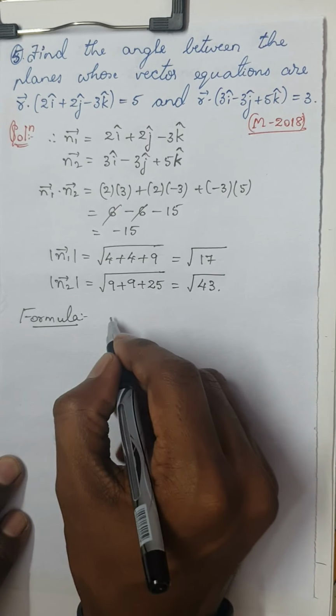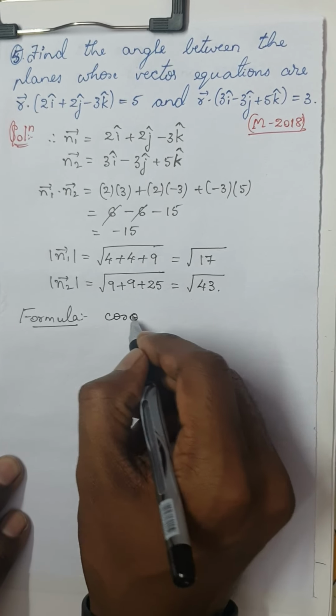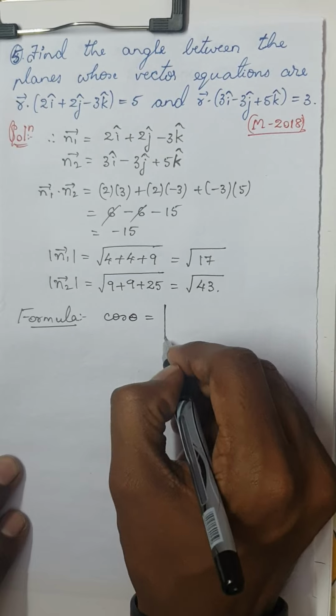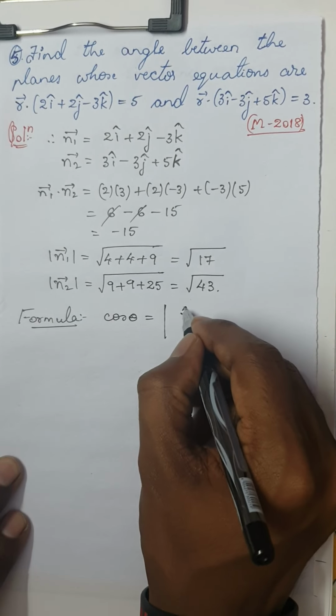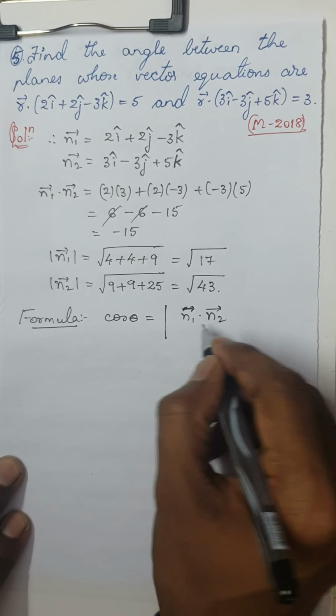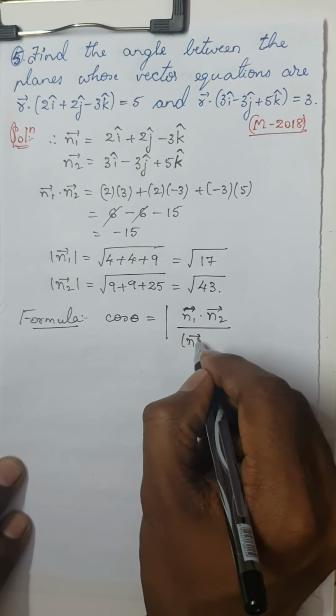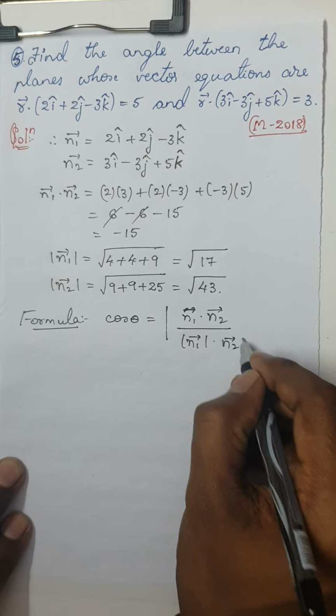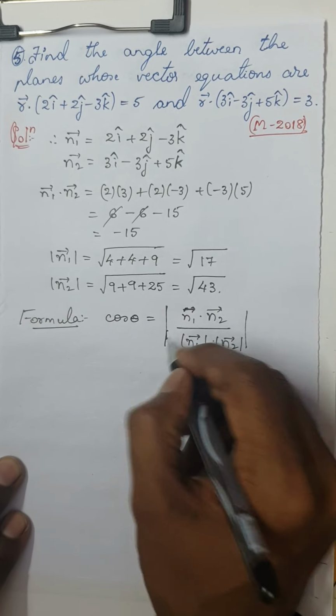Okay, so I want the formula to find the angle between the planes. Again, dear students, you can note here, even for the angle between the planes, the formula is exactly the same. So cos theta is equal to vector n1 dot n2, are you following, divided by magnitude of n1 into magnitude of n2. Is it clear?